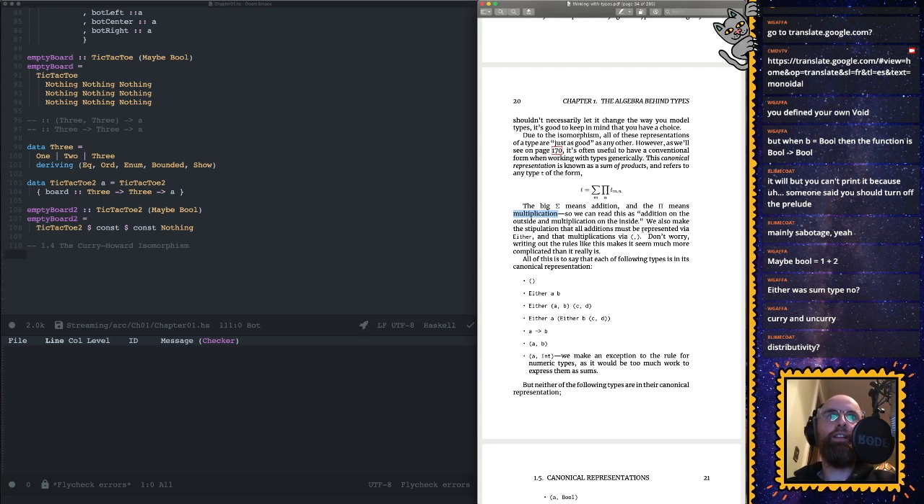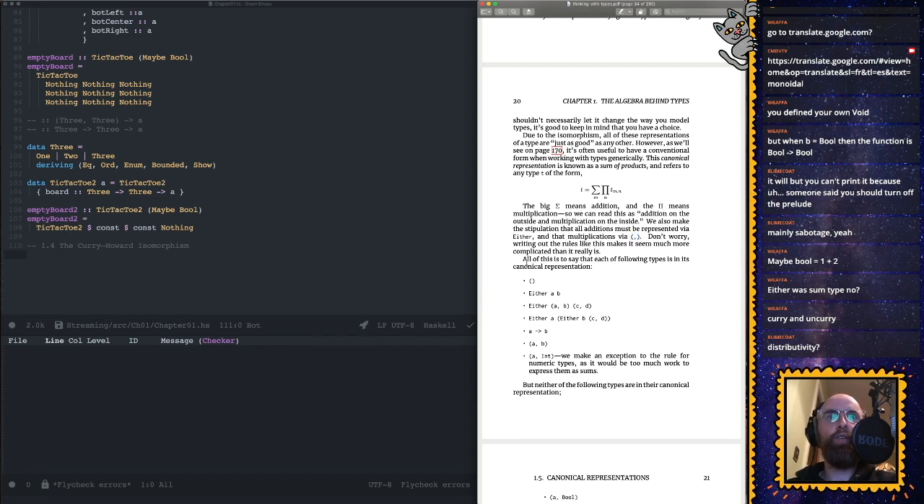We also make this stipulation that all additions must be represented via Either, because we know Either's a sum type, and the multiplication via the tuple, and that's a product type. Don't worry, writing out the rules like this makes it seem much more complicated than it really is.